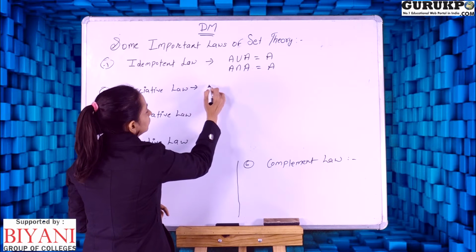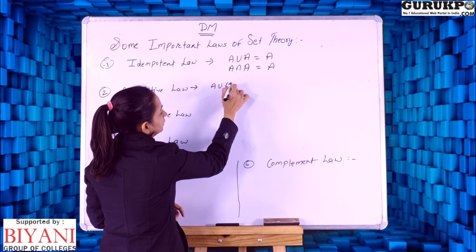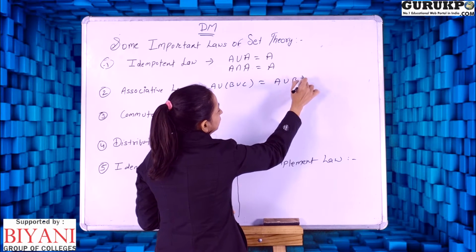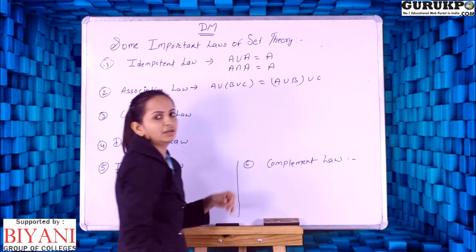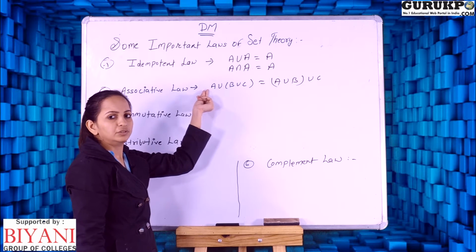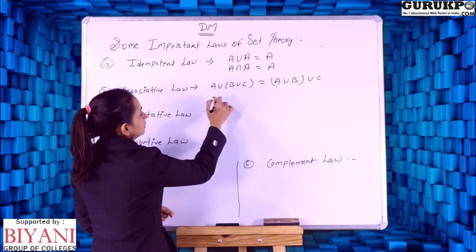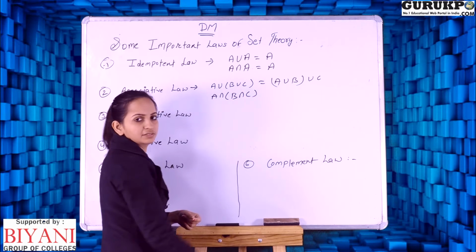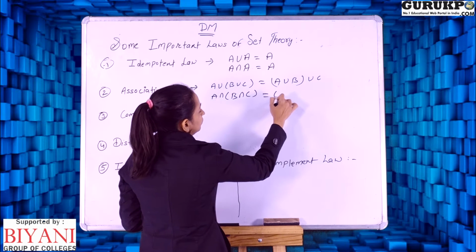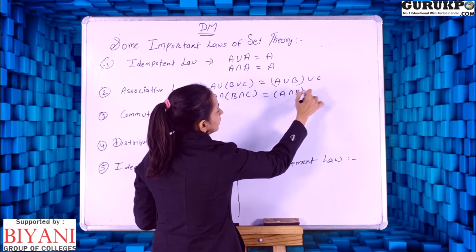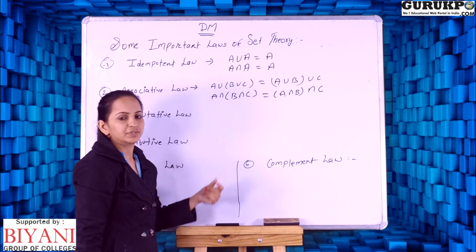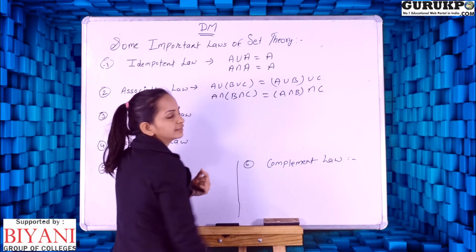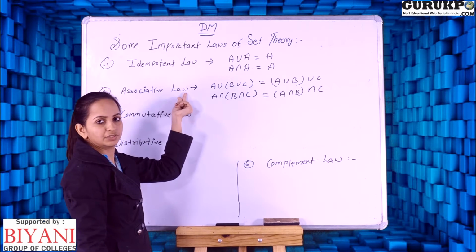What is the associative law? The associative law is like this: (A union B) union C will be equal to A union (B union C). This associative law applies to both operations, union and intersection. So if I write (A intersection B) intersection C, that will be equivalent to A intersection (B intersection C). If we change the hierarchy of the parentheses, it doesn't change the result. This law is called the associative law.